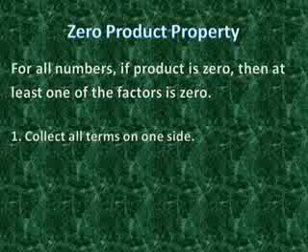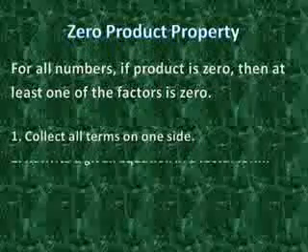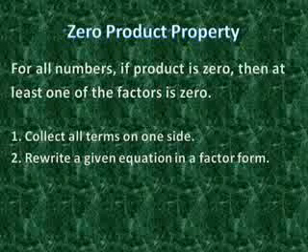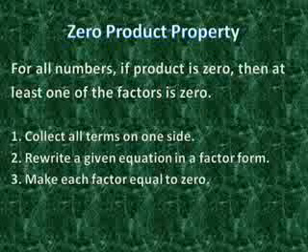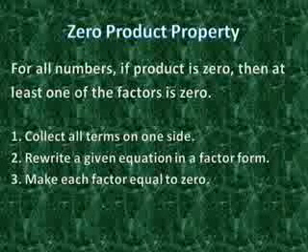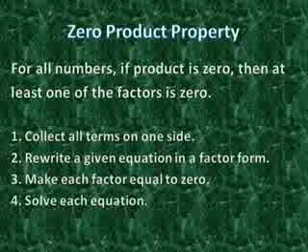Step number 1. Collect all terms on one side. Step number 2. Rewrite the given equation in factored form. Step number 3. Make each factor equal to 0. Step number 4. Solve each equation.